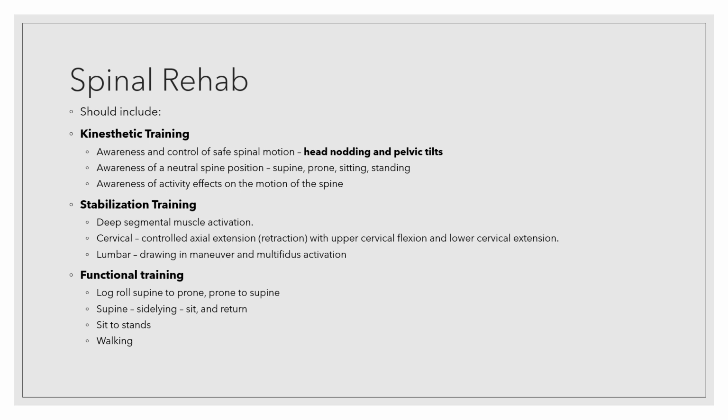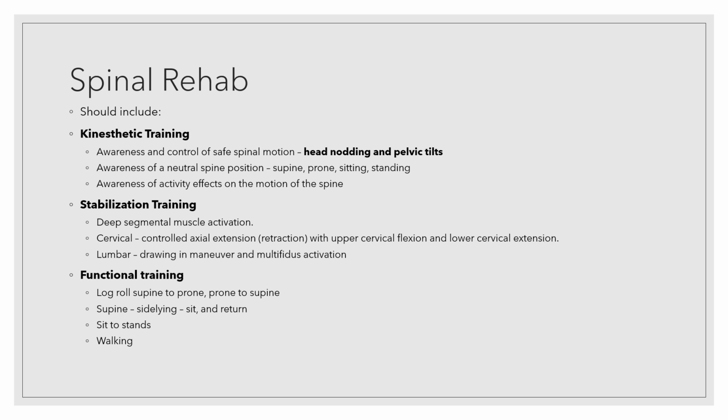For cervical spine, we're going to do controlled axial extension with upper cervical flexion and lower cervical extension. So that's going to be like our chin tucks. And then for lumbar, we're going to do our transverse abdominis contractions or our drawing in maneuver. And like we talked about, multifidi activation.